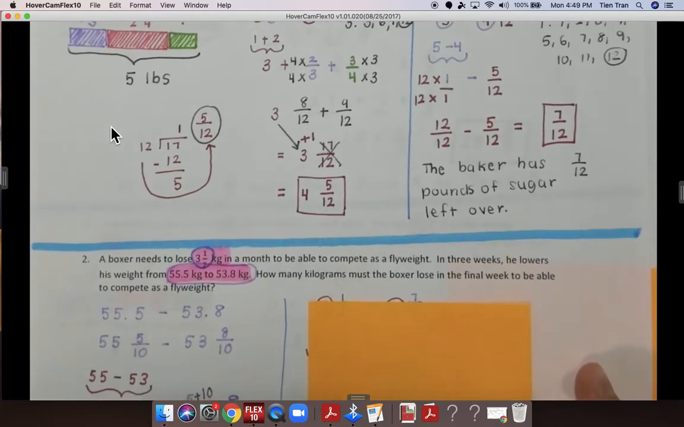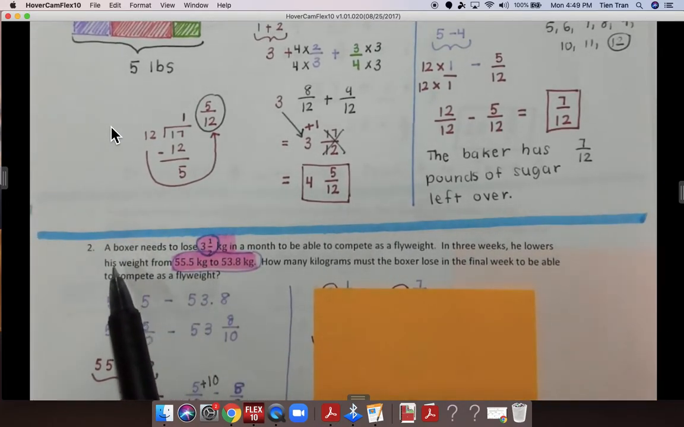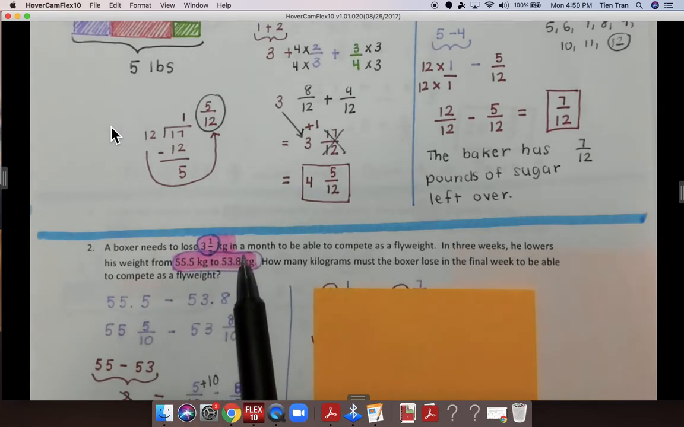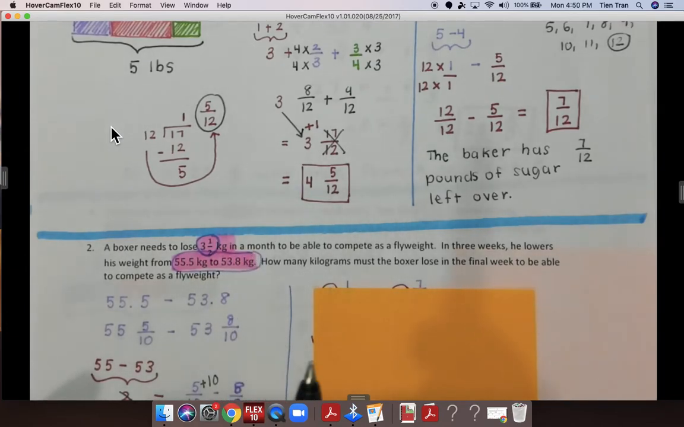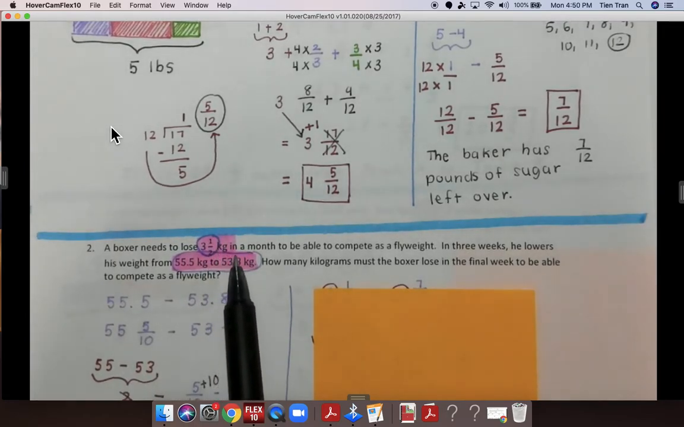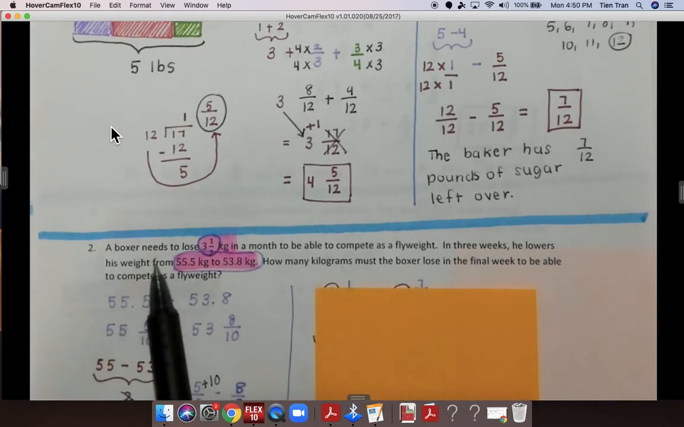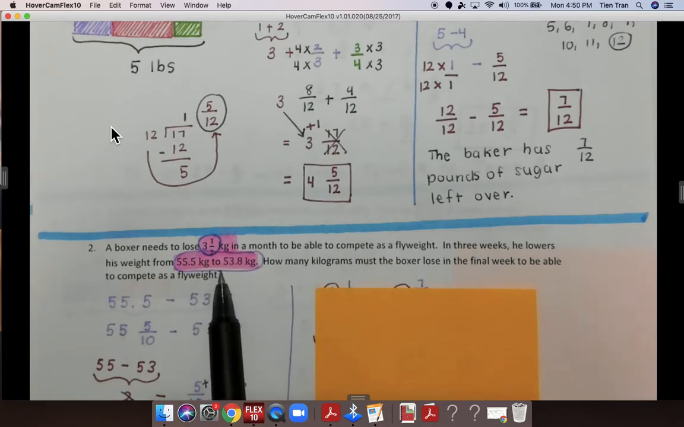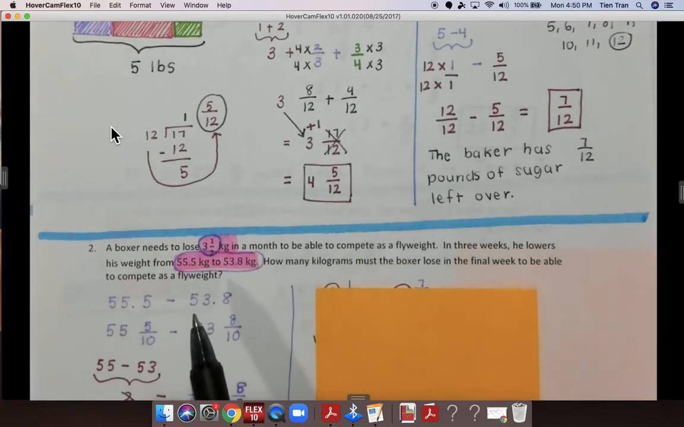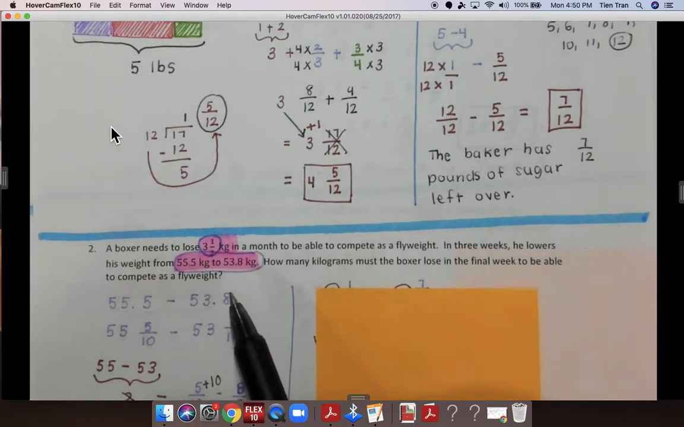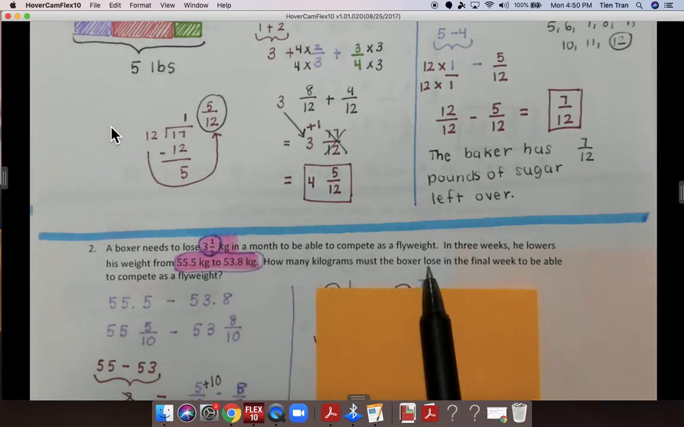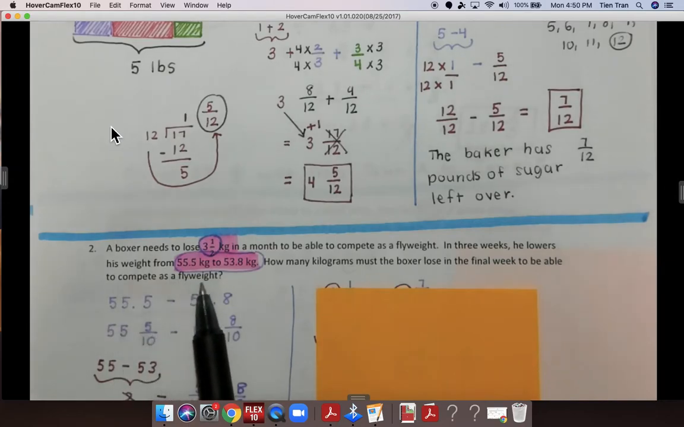Now I'm going to move on to number 2. Number 2 says a boxer needs to lose 3½ kilograms in a month. So I don't know if you guys ever seen a boxer, but the boxers are people who fight, right? So they do competitive fighting. A boxer needs to lose 3½ kilograms in a month to be able to compete as a flyweight. In 3 weeks, he lowers his weight from 55.5 kilograms to 53.8 kilograms. So you can measure people's weight in kilograms, not just in pounds. So in his case, he's being measured in kilograms. How many kilograms must the boxer lose in the final week to be able to compete as a flyweight?